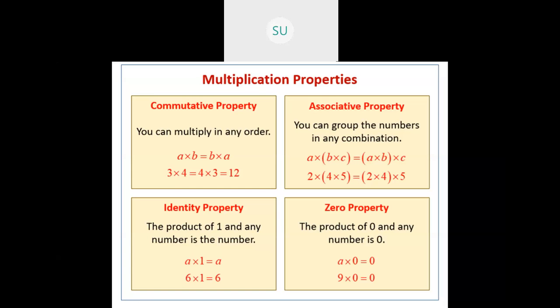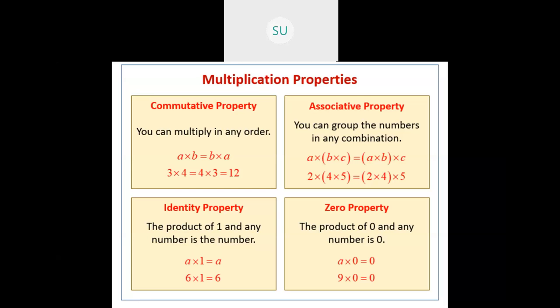Then identity property or multiplication by 1. So when you multiply any number by 1, the product will be that number itself. So when you multiply any number by 1, your final answer remains the number itself. So 6 into 1 will be 6, 100 into 1 will be 100 only. Okay, 9 into 1 will be 9. So this is multiplication by 1.